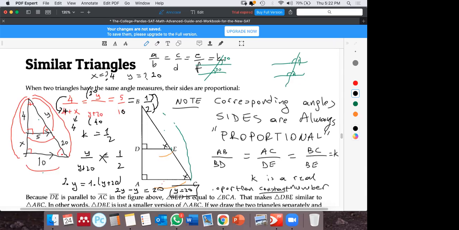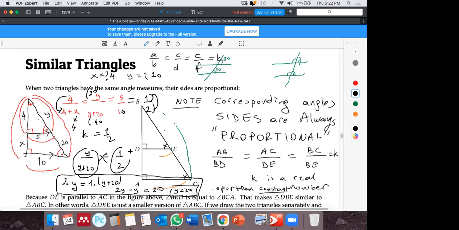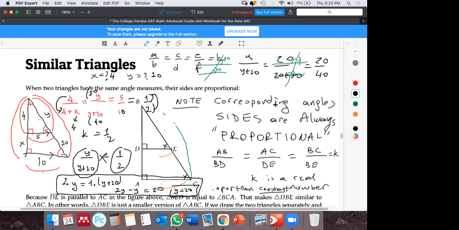Sir, how is y 20? Shouldn't it be 10? It's calculation, cross product. But it's double now, like 20 over 40. y over y plus 20 is 20 over 20 plus 20, so 20 over 40. Okay, so 10 over 20, the same thing.